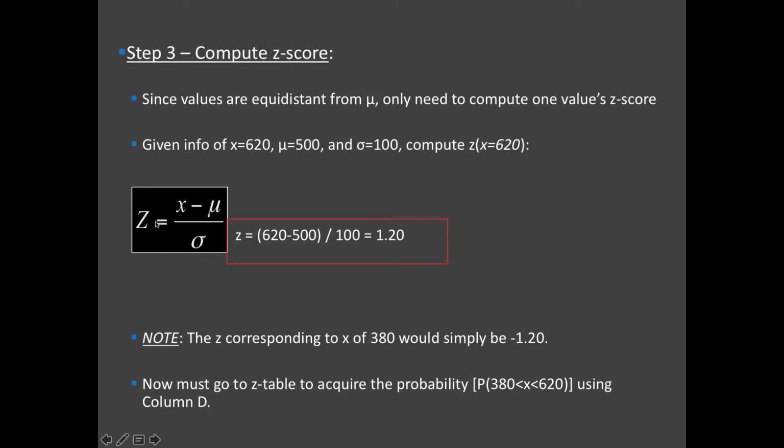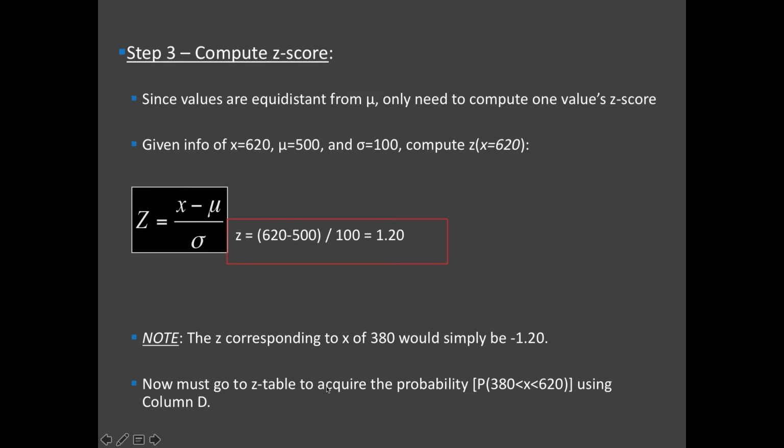Then we compute the Z-score, so we use the formula. We're looking first for 620. We'll start with the higher one. 620 minus 500 divided by 100 is 1.2. So then we are inferring that because the distance between 500 and 620 is the same as the distance between 500 and 380, that 380 Z-score would just be the negative of the 620 Z-score. Does that make sense? Because they're the same distance from the mean, they just have opposite signs.